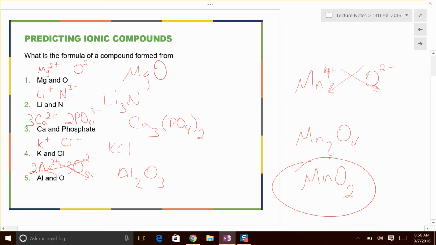Whenever I'm making ionic compounds, it always has to be in its lowest ratio, called the empirical formula. That is different than covalent compounds. Ionic compounds need to be in the empirical formula. Covalent compounds are not. So that is a difference between ionic compounds and covalent compounds. Ionic compounds are always written in their empirical formulas.